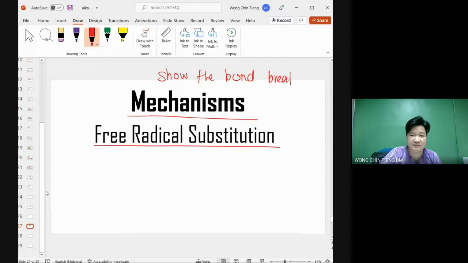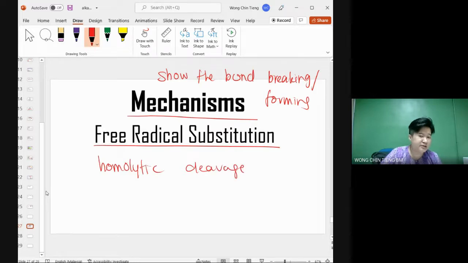Okay. What is about the mechanism is you need to show the bond breaking and the bond forming. And in the free radical substitution, it's a homolytic cleavage, as we all agree just now. So when it's a homolytic cleavage, there is only one thing: half-headed arrow. Remember? Okay. Half-headed arrow. So we'll be using this a lot.